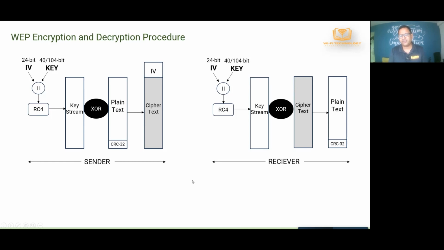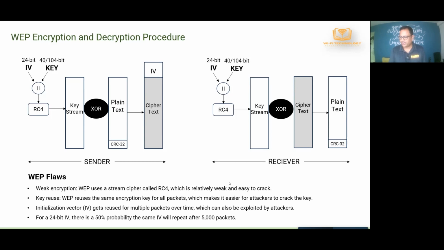Now, if there is an intruder, even if the intruder does not know the key and they don't know the IV, and they have collected like 10,000 packets and are trying to somehow crack the key, for each packet the resultant key is different because the IV plus key combination is different. So it makes it a little bit harder for them to actually decode the key.